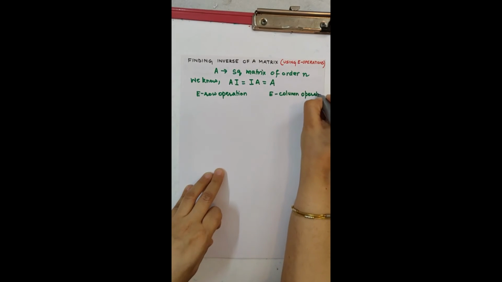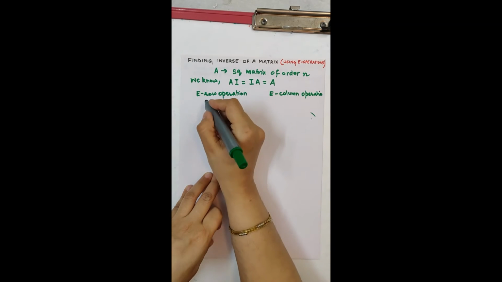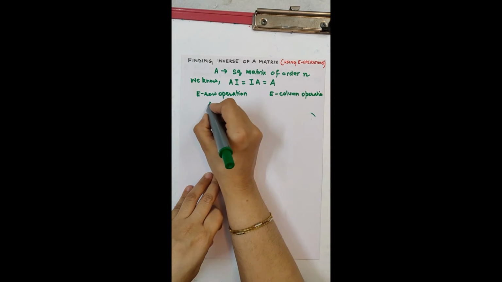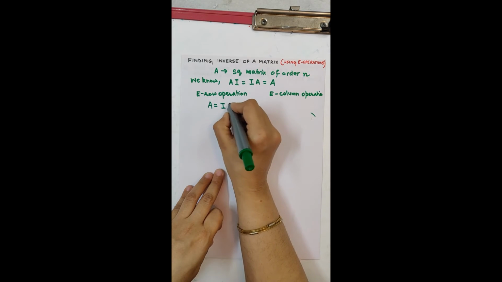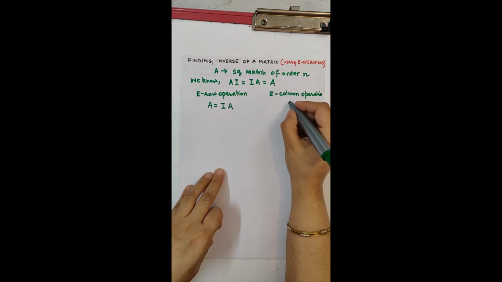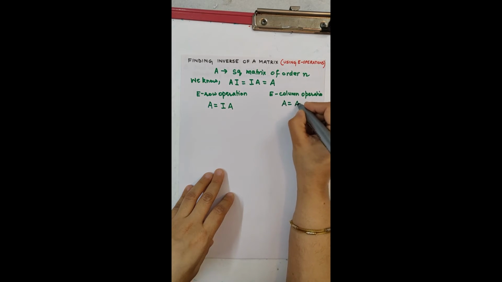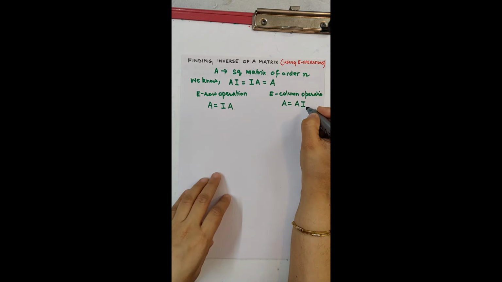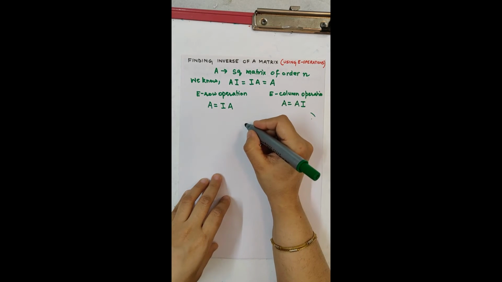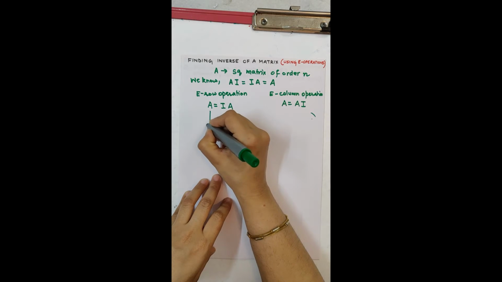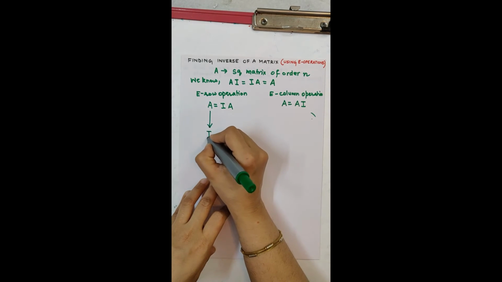operations. All right. Now you have to remember this, that while using elementary row operations, we begin with the equation A is equal to I into A, and for elementary column operations, we begin with the equation A is equal to A into I. All right. Now how to go about finding the inverse? For this case, we shall apply row operations on the matrix A so that it gets transformed to identity matrix.